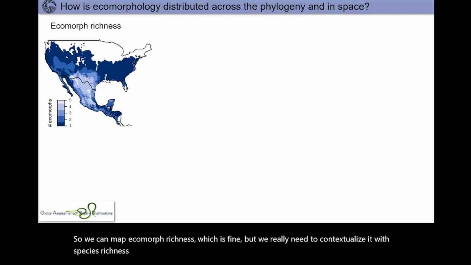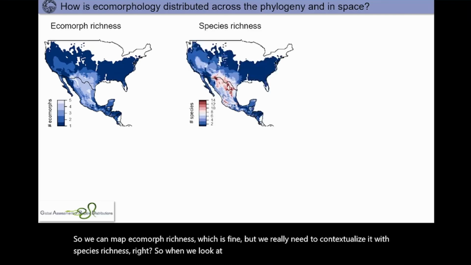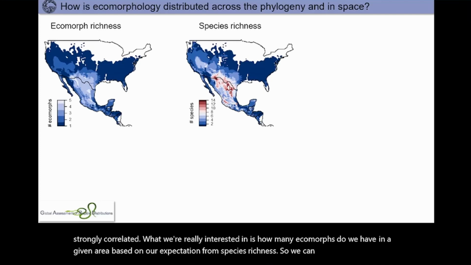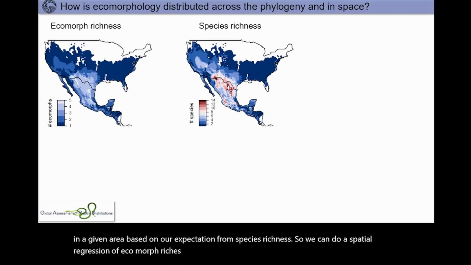richness, right? So when we look at species richness, okay, these 2 are obviously really strongly correlated. What we're really interested in is how many ecomorphs do we have in a given area based on our expectation from species richness. So we can do a spatial regression of ecomorph richness on species richness and look at the residuals to answer that question.